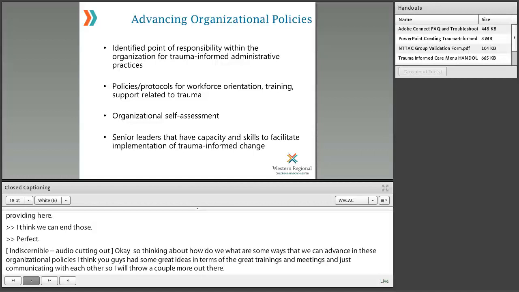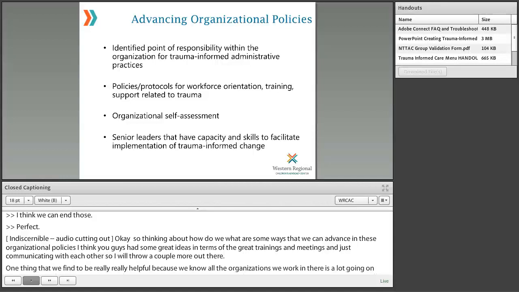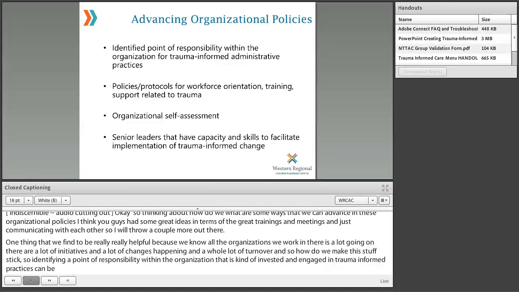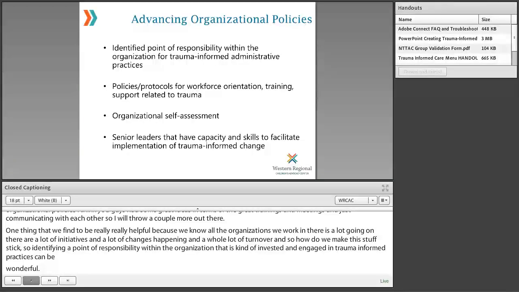So identifying a point of responsibility within the organization that is kind of invested and engaged in trauma-informed administrative practices can be so helpful. Sometimes this is definitely having those resources created, a full-time FTE or at least part-time, but we've definitely found that having that identified point of responsibility can be really useful. Policies and protocols for workforce orientation, training, and support, so you guys already hit that.